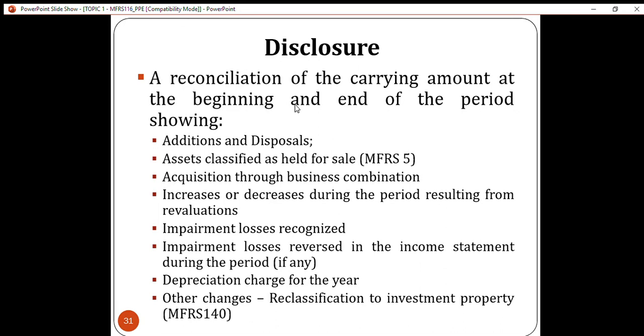Another information that needs to be disclosed in the financial statements is a reconciliation of the carrying amount at the beginning and end of the period, showing additions and disposals, assets classified as held for sale, acquisition through business combination, increases or decreases during the period resulting from revaluations, impairment losses recognized, impairment losses reversed if any, depreciation charge for the year, and other changes, such as reclassification from PPE to investment property.